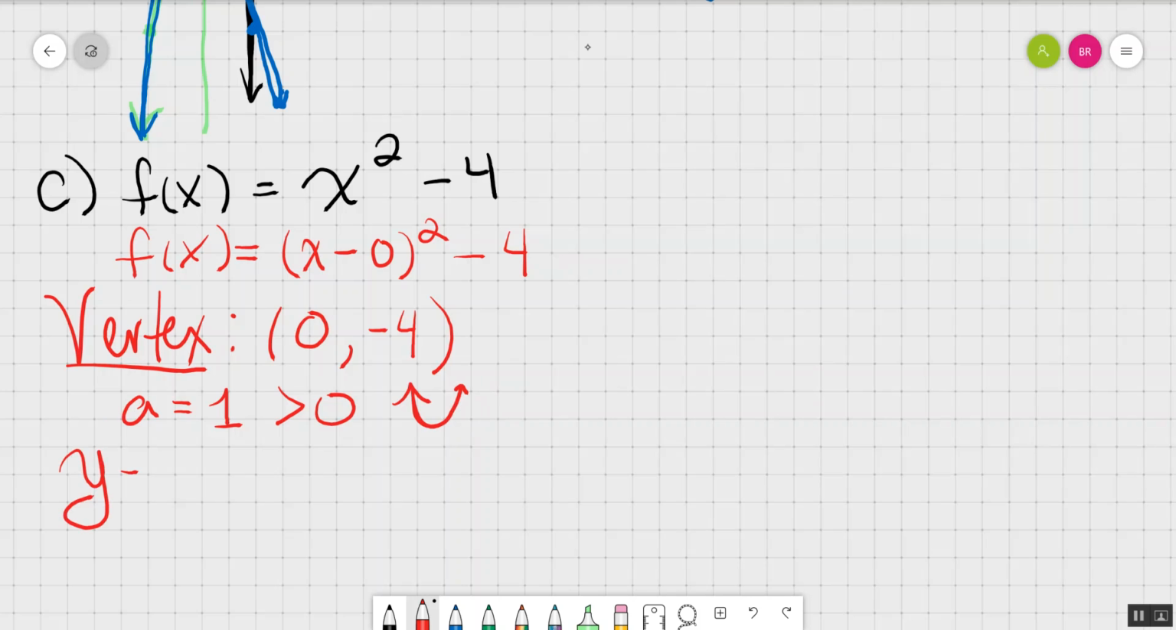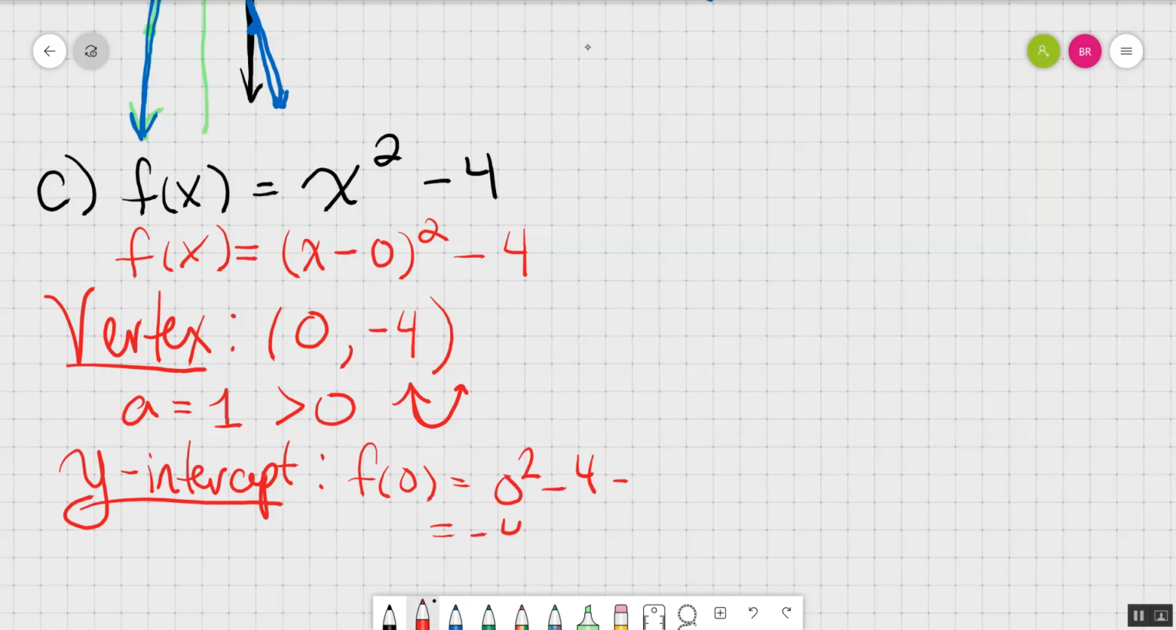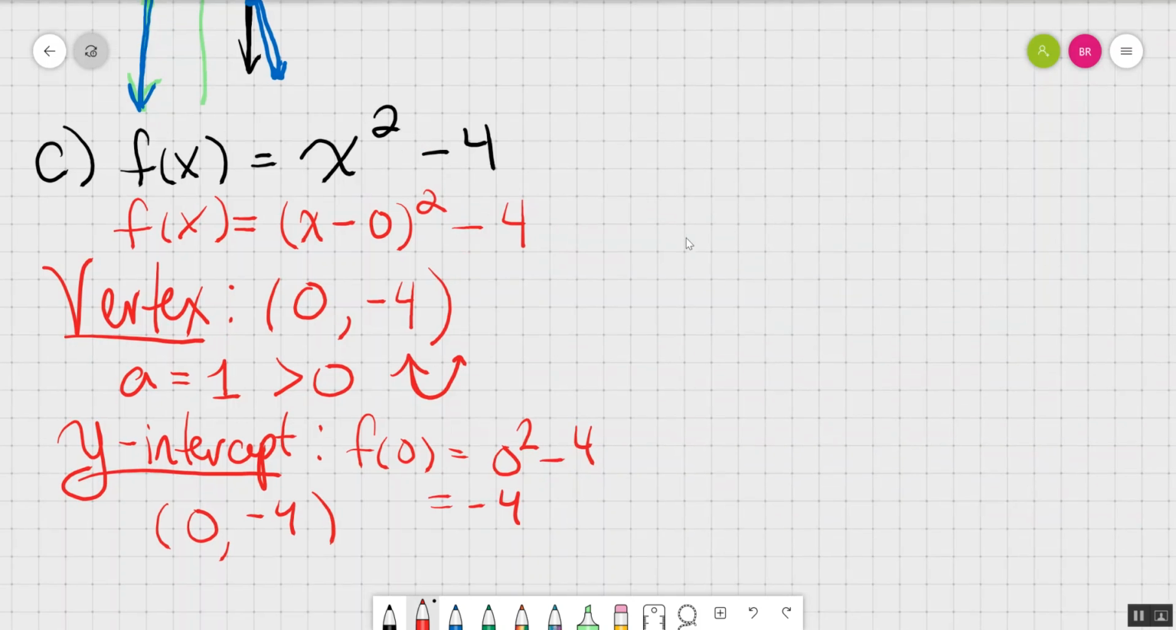Let's figure out our y-intercept. Hopefully you're miles ahead of me on that one. You're like, I plug in 0, and this time it's easy. 0 squared minus 4. Oh boy, minus 4. So that's going to be 0, -4. I am always running out of space.